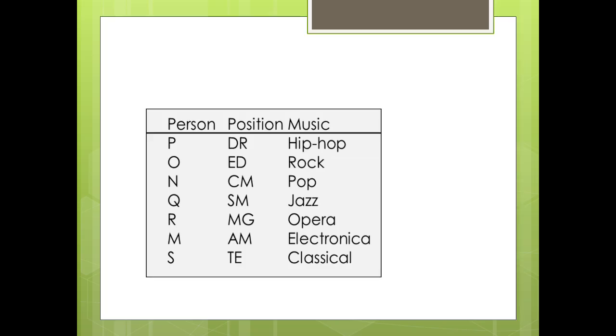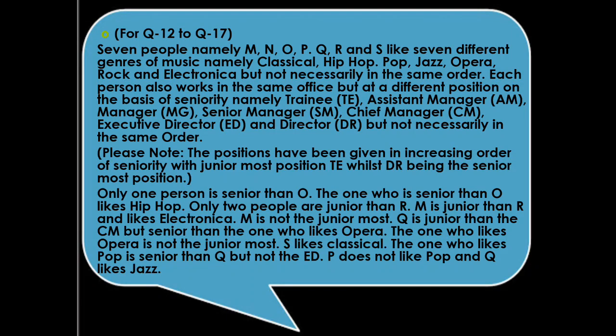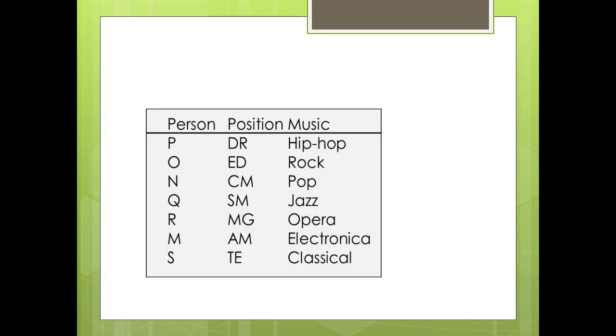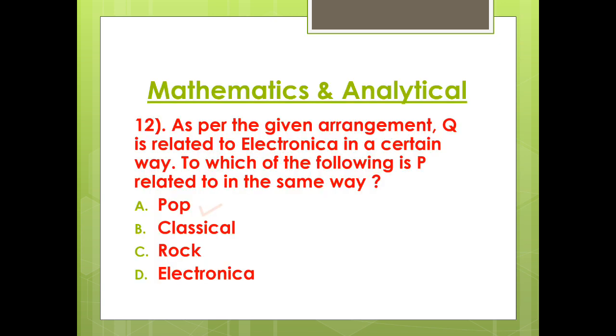So you can see the table. O is in the second most senior position, so the second most senior position was given to ED. Now they have also mentioned that the one who is senior than O likes hip hop. That means the senior most person, the DR, likes hip hop. So this is how you are going to make a whole table out of it. Once you get the table, it will be easier for you to solve all these questions.